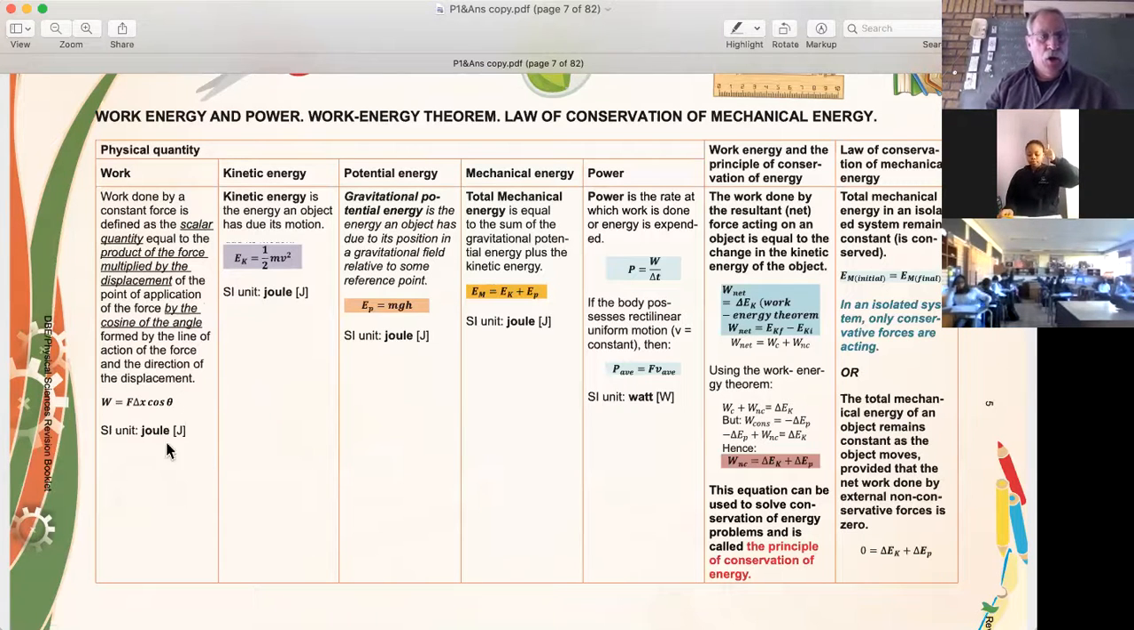Okay, fantastic. You know that your textbook is rubbish on work, energy, and power. Sorry, Study and Master, you're fantastic in many regards, but honestly, I went through it yesterday to mark it, and it's pretty rubbish. This is actually a better summary. Let's just read it here. Work done by a constant force is defined as a scalar quantity. It is equal to the product of the force multiplied by the displacement. Force times displacement.